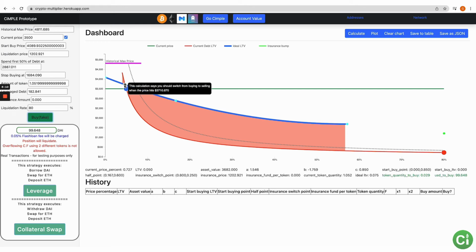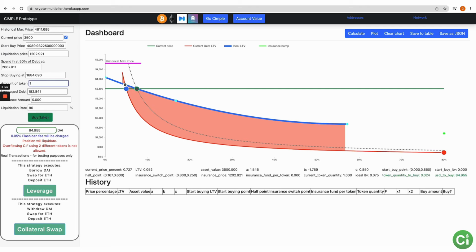So if you read what this says, this calculation says you should switch from buying to selling when the price hits 3,071. And the reason why you'd want to do that, of buying less or selling less, is because potentially there's still more debt that could be used, right?